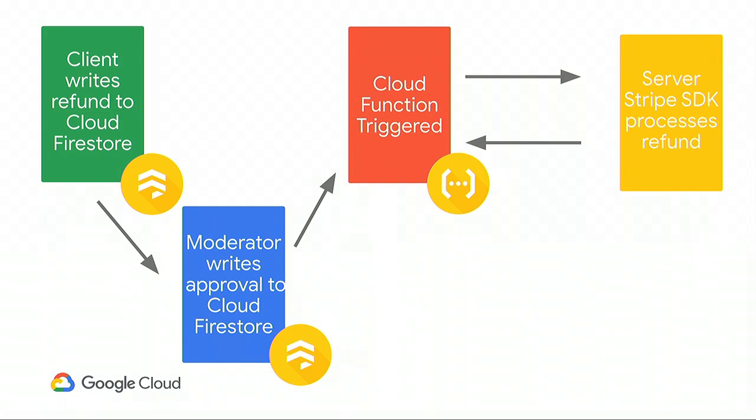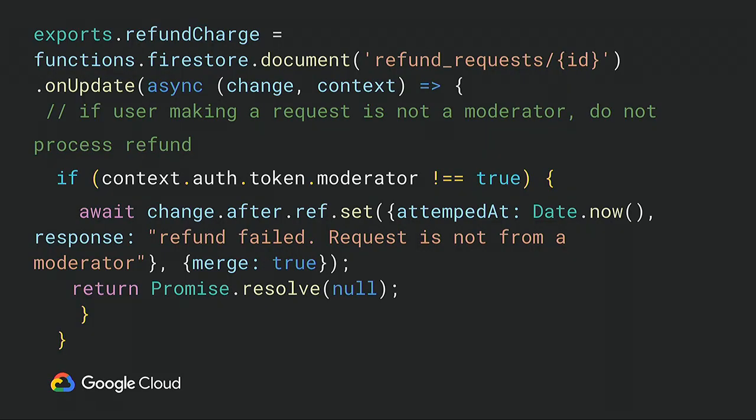And so now we have our moderators, so we have a way to create moderators, and we need to look at the code to actually talk to Stripe. So let's look at that. Here we have a function called refundCharge, and this is based off of functions.firestore.document, refundRequest, and then on the ID. You can see this is an onUpdate function, so this will run when there's an update, and we'll get the change and the context here too for this function.